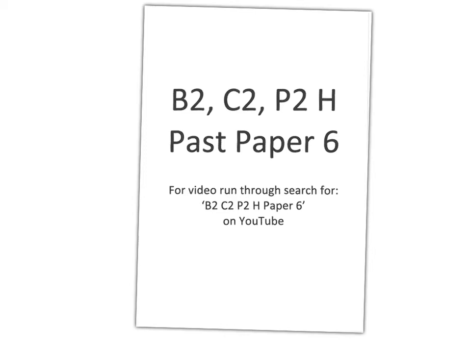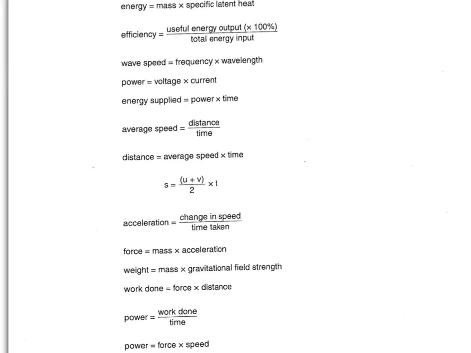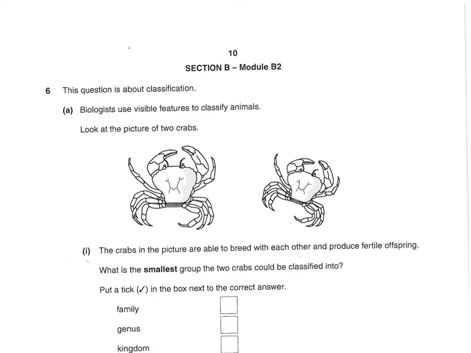Hi everyone, so this is the final paper in the B2, C2, P2 higher collection, if you like, past paper 6. So here's the equations at the front of the paper. Please make sure you use them, especially in the physics section. And the first section is biology.